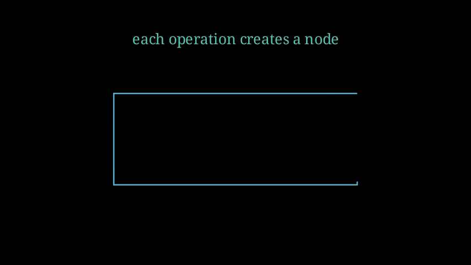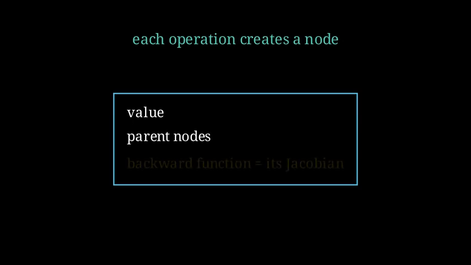Here is the trick of the forward pass. When f of x runs, every operation quietly creates a node in the graph. Hold on, doesn't that mean every operation has to carry its own calculus around? Exactly that. Each node stores 3 things: the value it just computed, references to its parent nodes, and a backward function that implements that operation's Jacobian. The value flows forward, the backward function waits for later.